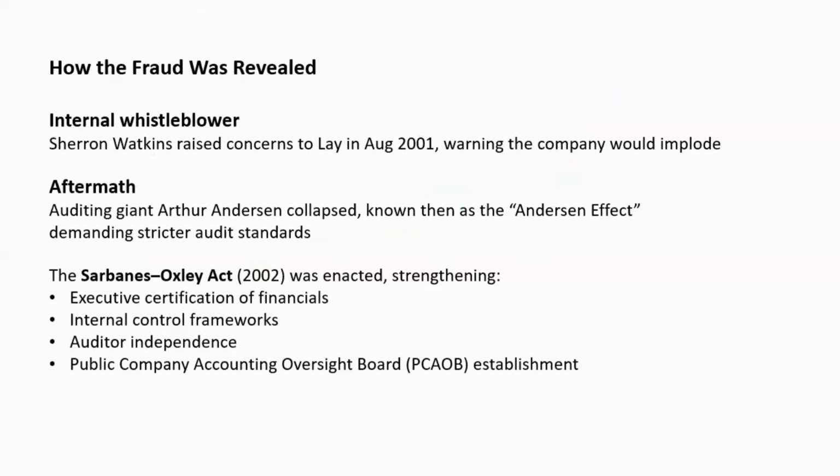After Enron was revealed, it led to the formation of the Sarbanes-Oxley Act. We popularly call it the SOX Act, where through this act they have led to strengthening of internal control frameworks, auditor independence, and also the Public Company Accounting Oversight Board.